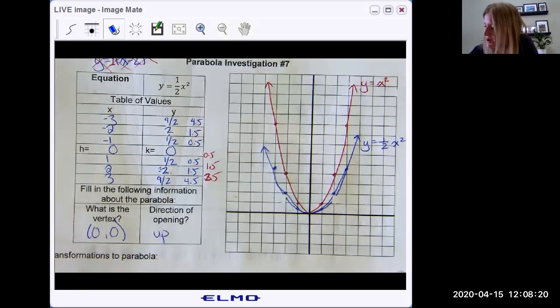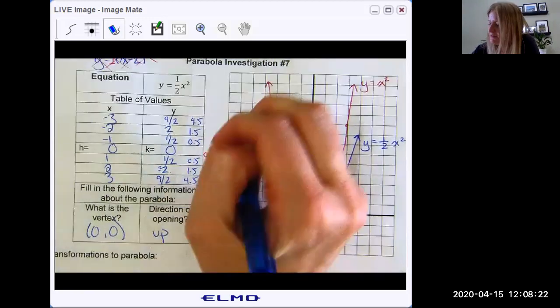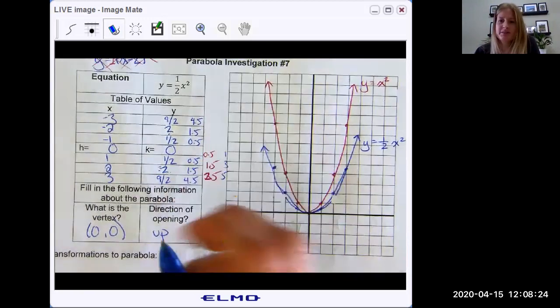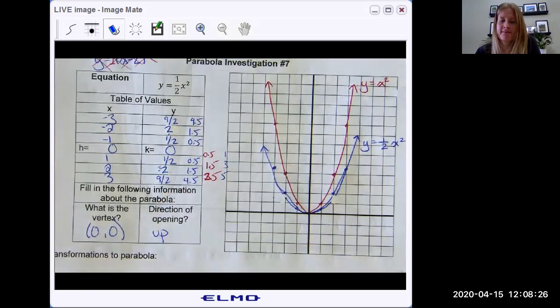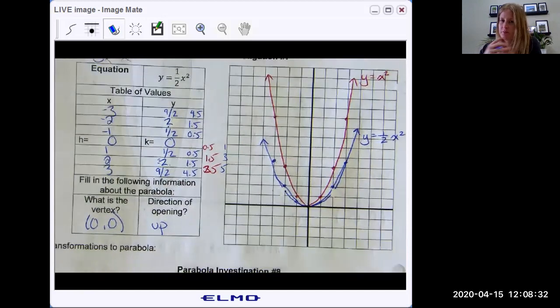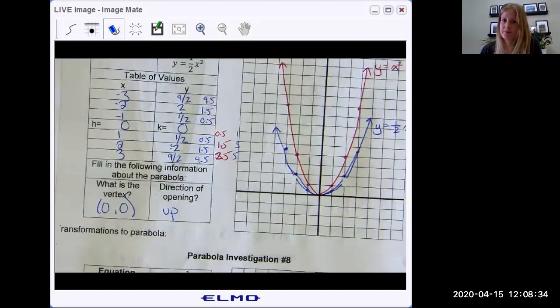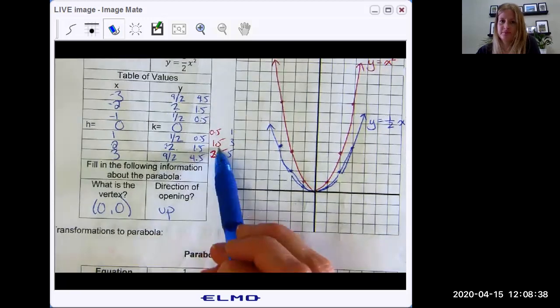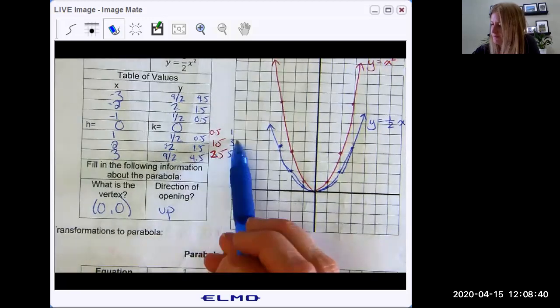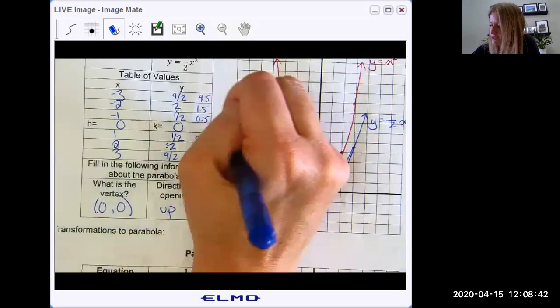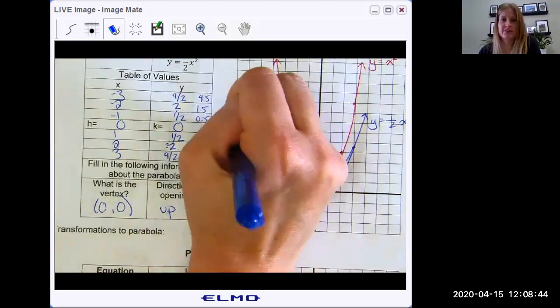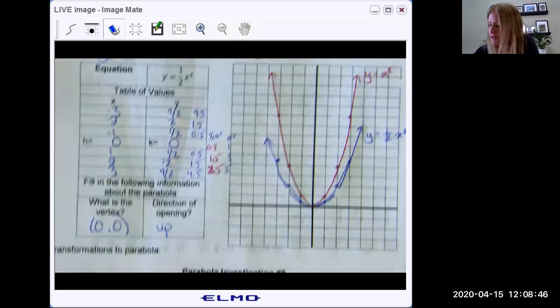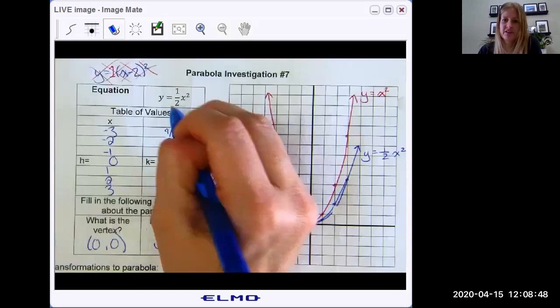Compared to our regular step pattern of 1, 3, 5, what happened? What happened to our step pattern here? Here's 1/2 x squared. That's x squared. It's divided by 2. That matches our a value here of 1/2.